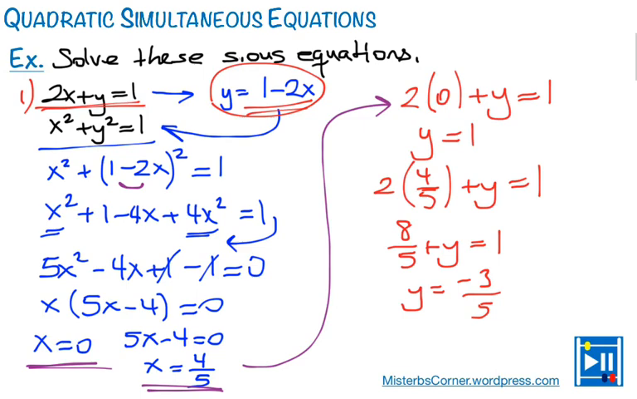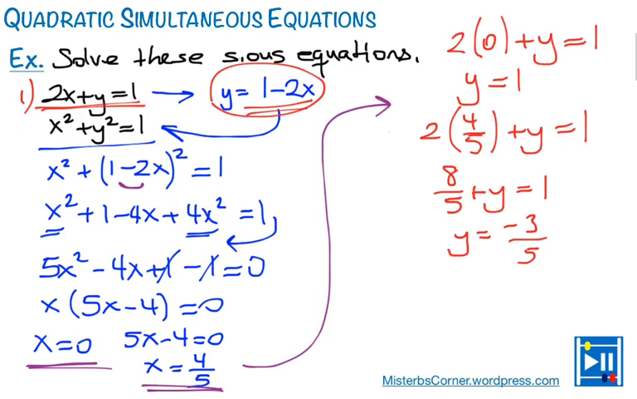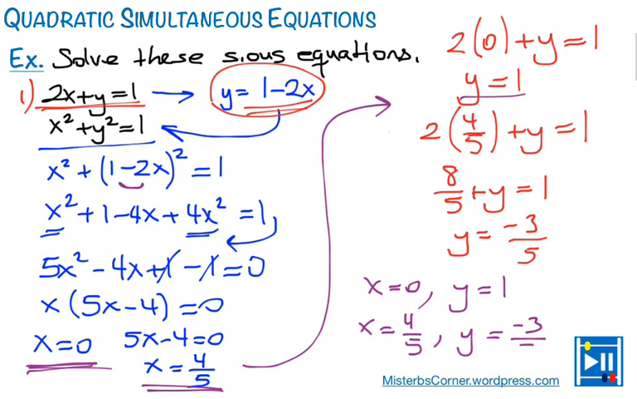Now, if you leave your answer like this, you're not going to get the accuracy mark. You must make sure that you pair each x and y value. So at the end of it, you should write something like this. x equals 0, y equals 1, because that happens when you substitute x into the equation, and x equals 4 over 5, y equals negative 3 over 5. So you should have the x and y values properly paired, otherwise you will lose the accuracy mark.